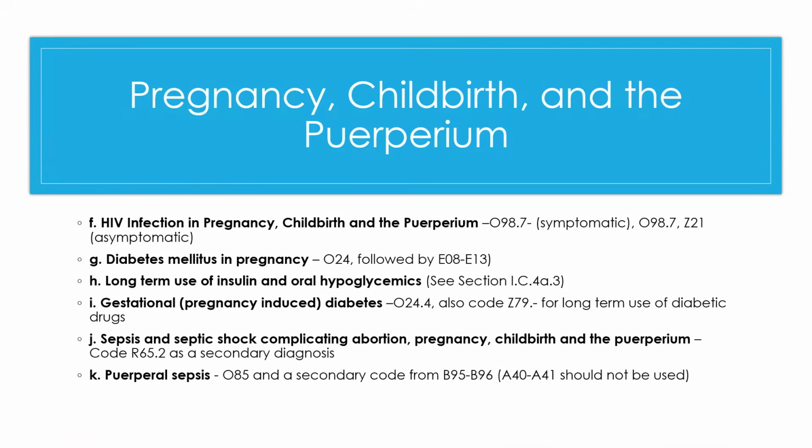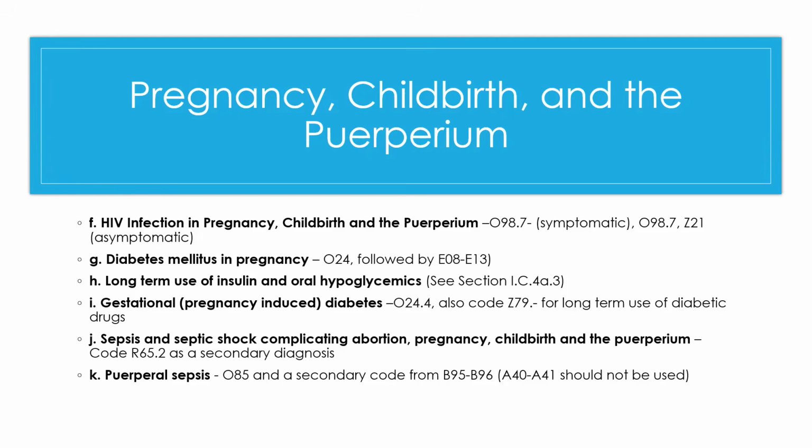First up for this slide, we have HIV infection in pregnancy, childbirth, and the puerperium. During pregnancy, childbirth, or the puerperium, a patient admitted because of an HIV-related illness should receive a principal diagnosis from subcategory O98.7 for human immunodeficiency disease, or HIV, complicating pregnancy, childbirth, and the puerperium, followed by the code or codes for the HIV-related illness or illnesses.